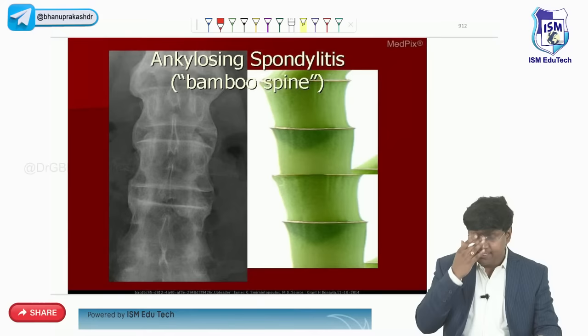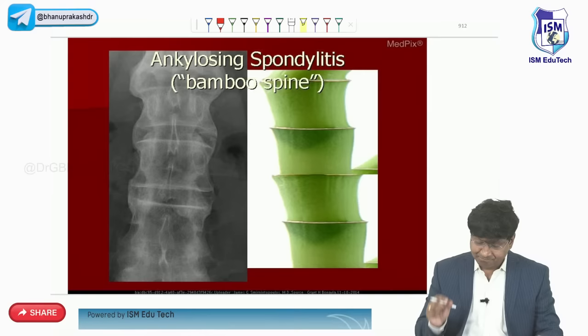Right? Next. Coming to the x-ray findings. In the x-ray of the spine, you will have fusion of the vertebra, and that will give you an appearance of the bamboo spine.